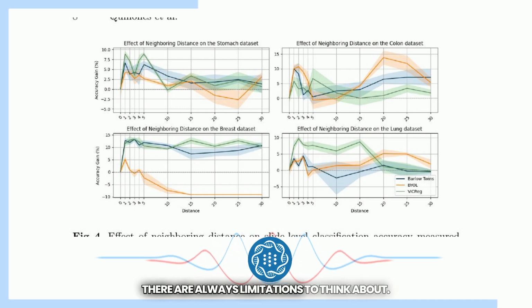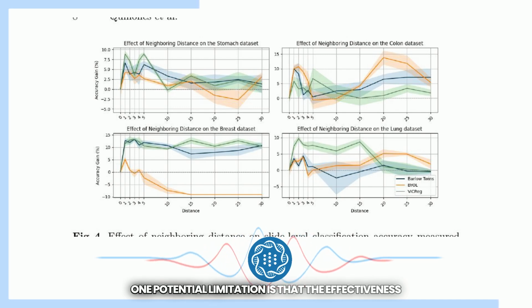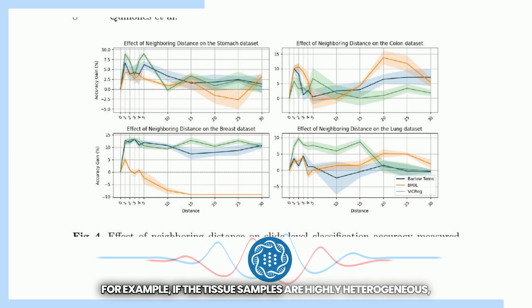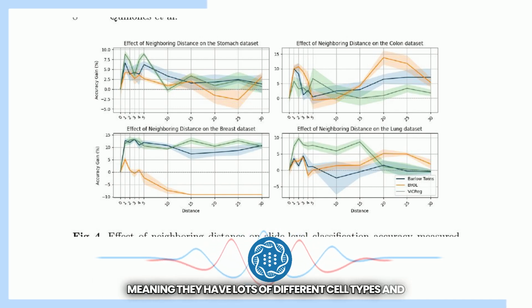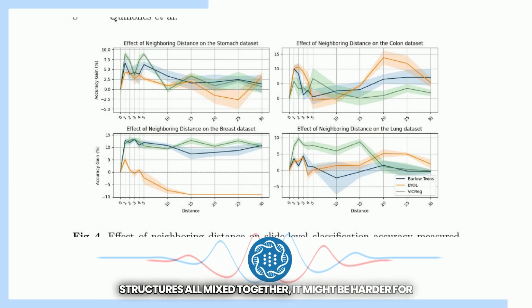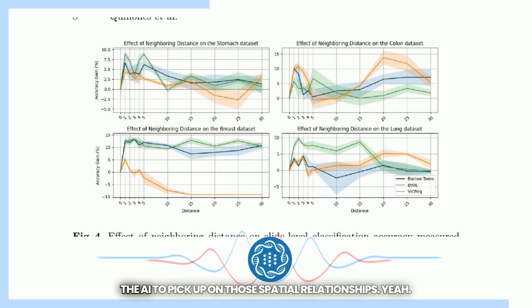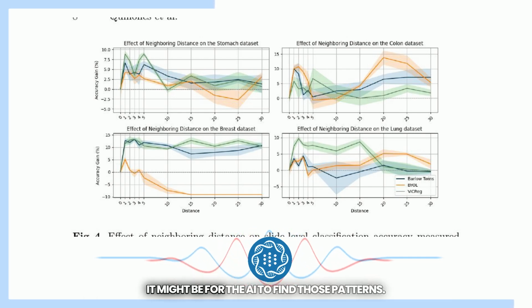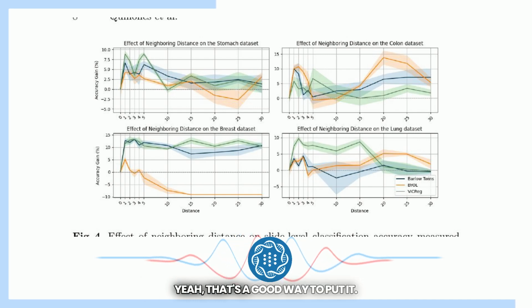And there are always limitations to think about. One potential limitation is that the effectiveness of this method could depend on the specific characteristics of the data set. For example, if the tissue samples are highly heterogeneous, meaning they have lots of different cell types and structures all mixed together, it might be harder for the AI to pick up on those spatial relationships. So the more complex and varied the tissue, the more challenging it might be for the AI to find those patterns. Yeah, that's a good way to put it.